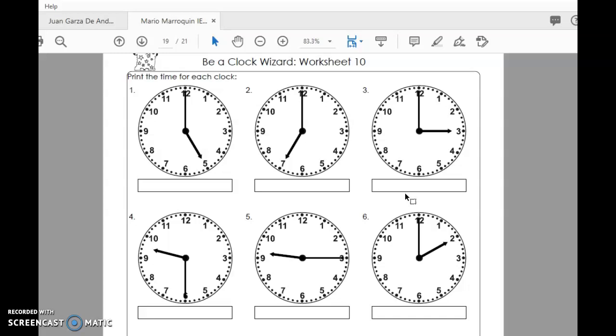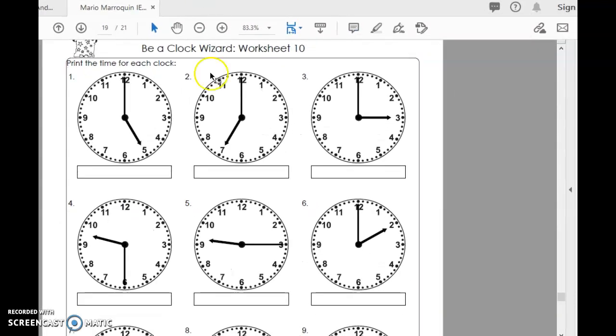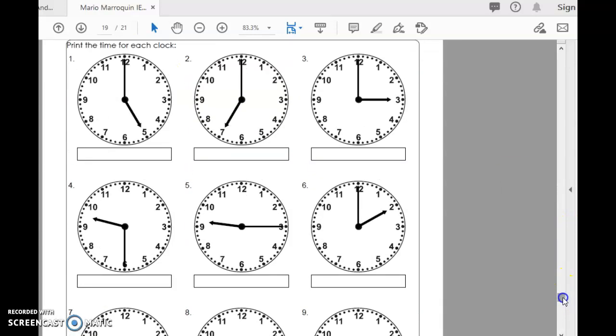So for today, we are going to be reviewing the clock. I know that this is going to be our IEP Goal 3 and 4. Let's go ahead and focus on this worksheet, which is your last worksheet on your packet. Right here, it says print the time for each clock. So we're only going to be writing the time. We're not going to be drawing the minute or the hand.